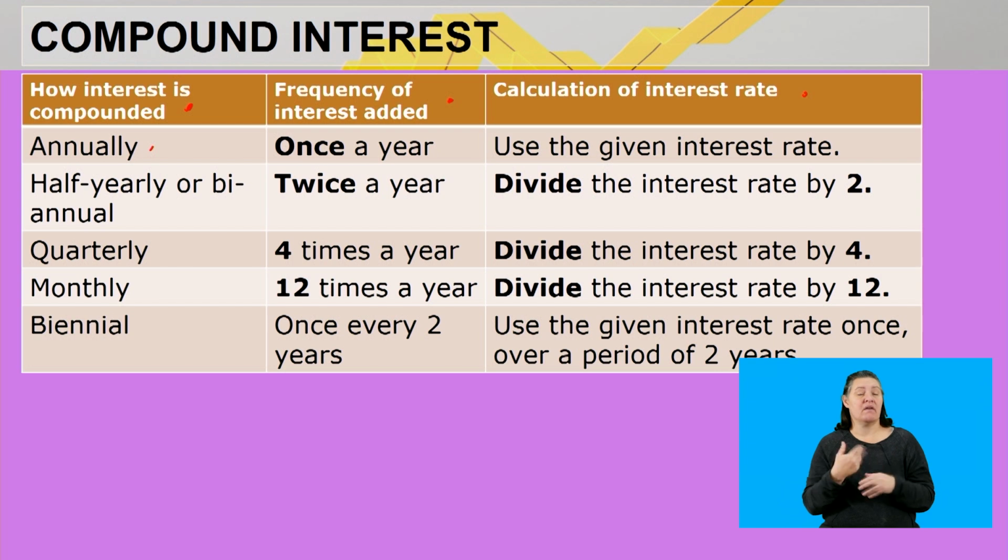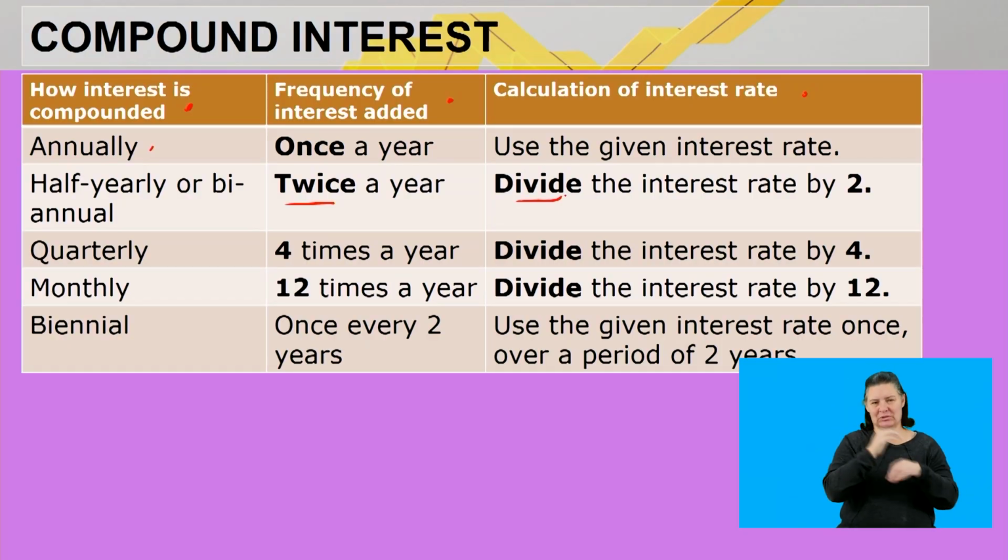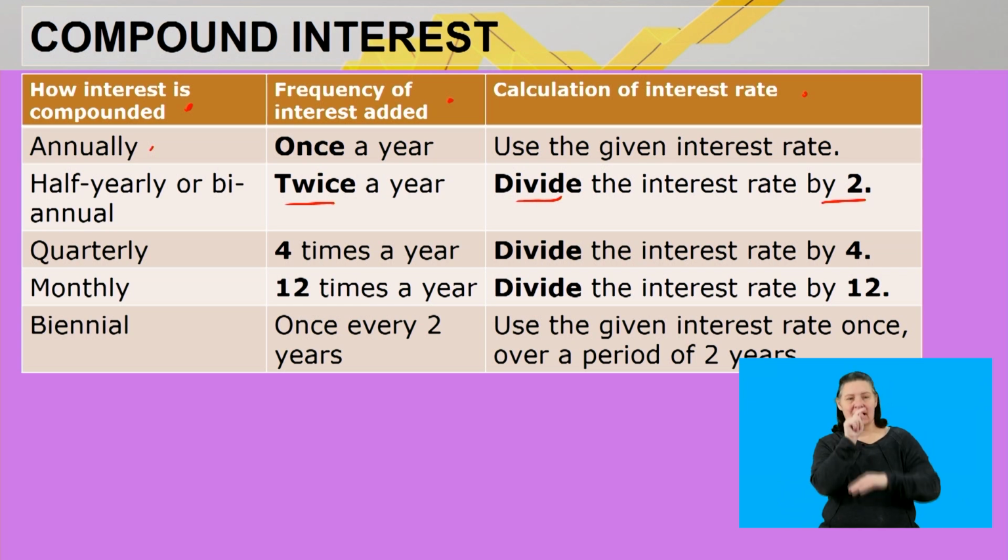Then half yearly or biannual is twice. The word bi refers to two, like bicycle, for example, or bilingual. So it's twice a year, and therefore I'll divide the interest rate by 2. Quarterly, as the word quarter refers to 4, the frequency of interest added will be 4 times a year. Therefore, I'll divide the interest rate by 4.